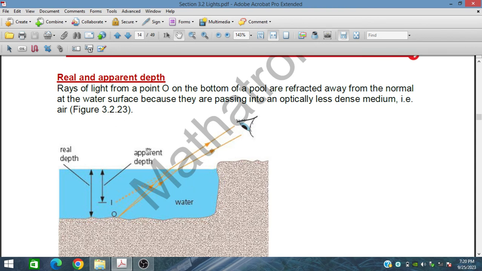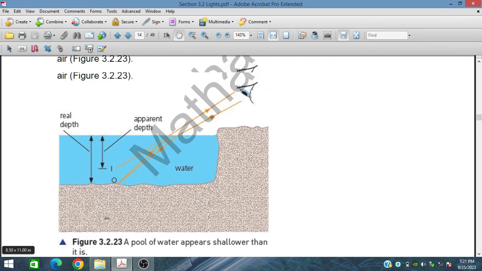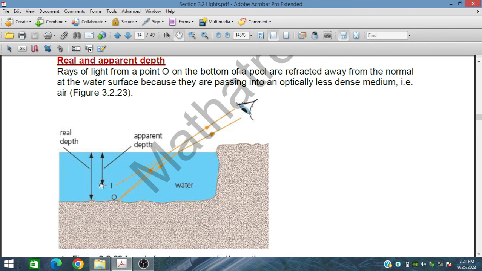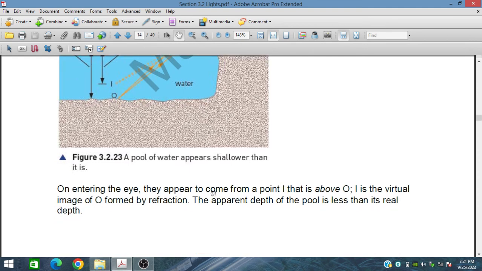This is figure 3.23, and the phenomenon of refraction can be understood through this real application: a pool of water appears shallower than it is. This pool of water will appear to have this much depth, but the depth of the pool is more. The actual depth of the water is this. On entering the eye, the rays appear to come from a point I that is above the actual point.